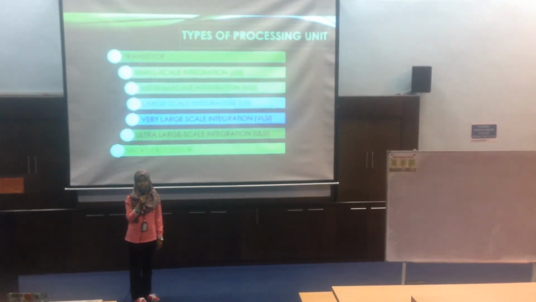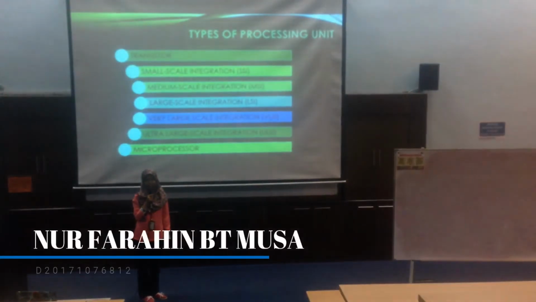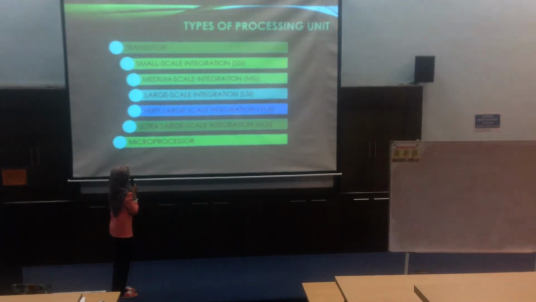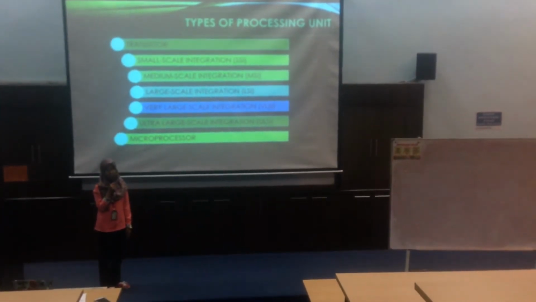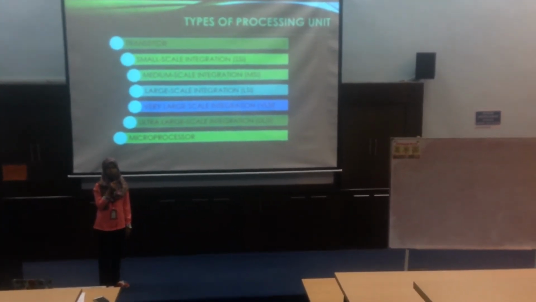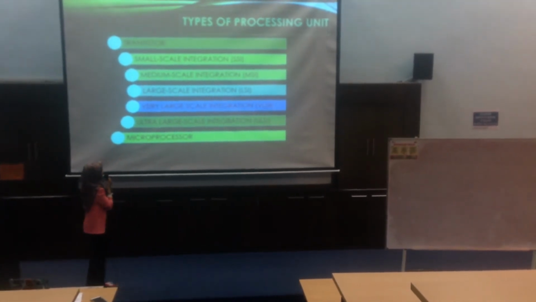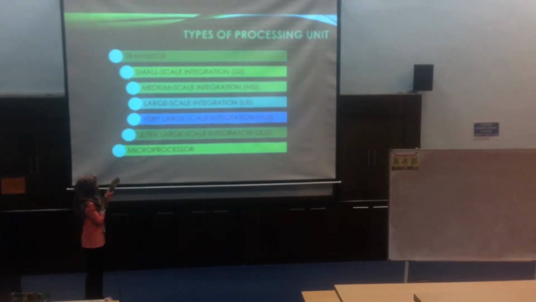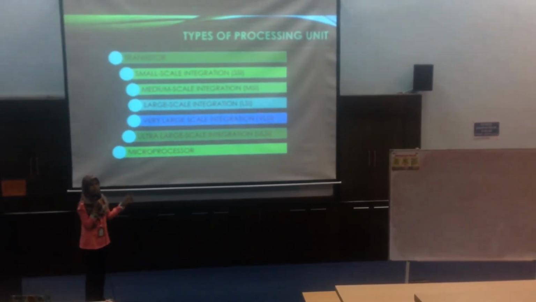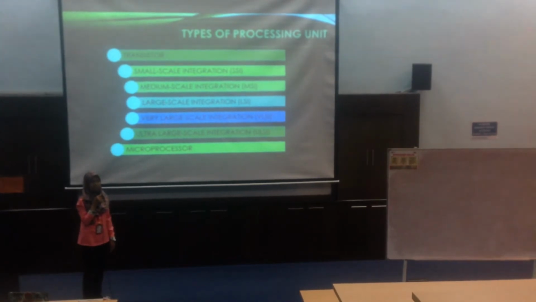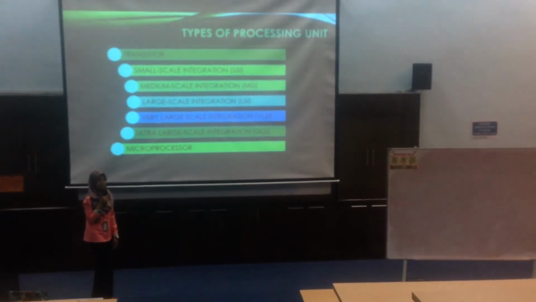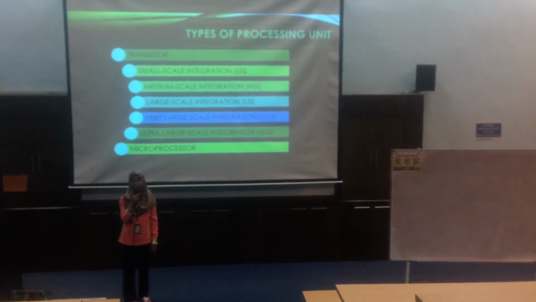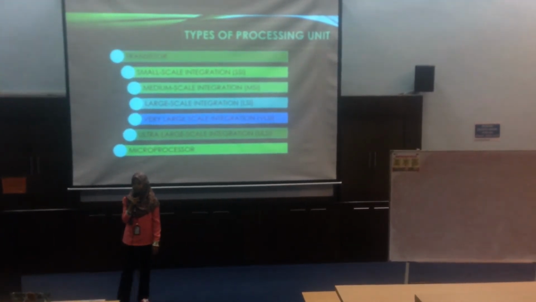Hi everyone, I'm going to explain to you about the types of processing unit. Back in the days, the first processing unit was made by transistor, followed by integrated circuit. The integrated circuit consists of 5 integrations. The first integration was small scale integration, followed by medium scale integration, large scale integration, very large scale integration, and ultra large scale integration. But nowadays we use the microprocessor as the new type of processor. We'll go to another slide.